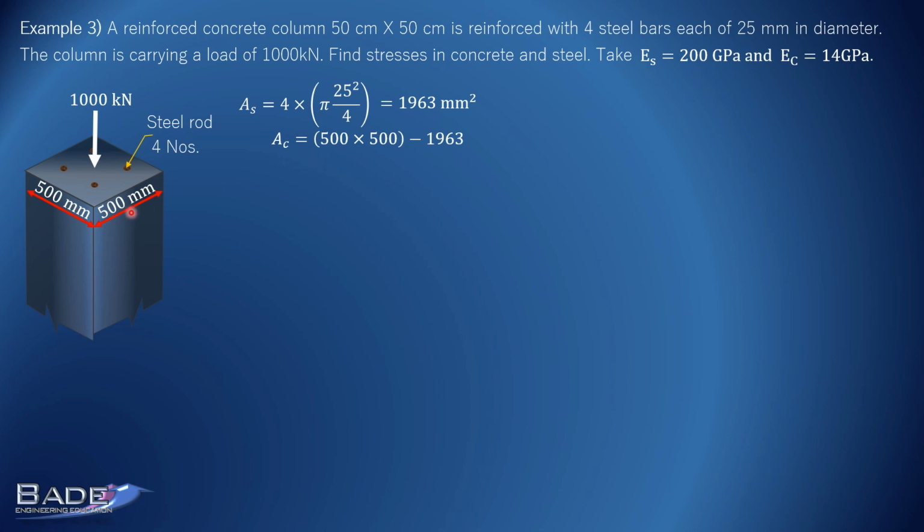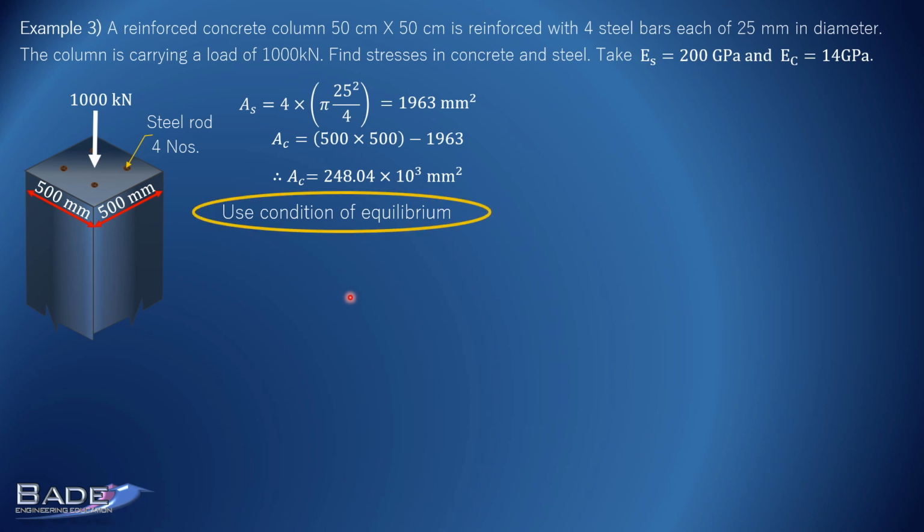Concrete area. Total cross section is 500 millimeters by 500 millimeters. But how much is concrete area? So you will have to subtract that steel area. So remaining is concrete area. So area of concrete is 248.04 into 10 raised to 3 millimeter square. Area of steel is 1963 millimeter square. Check these calculations here. Total area we know, subtract steel area and you will arrive at concrete area. Okay, so we know now area of steel, we know area of concrete.